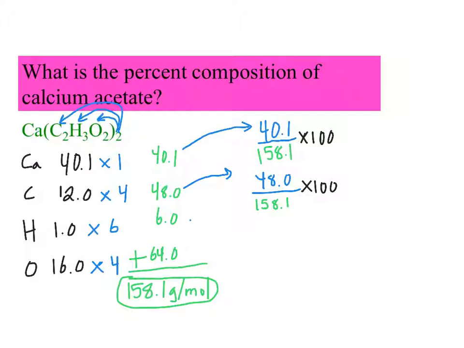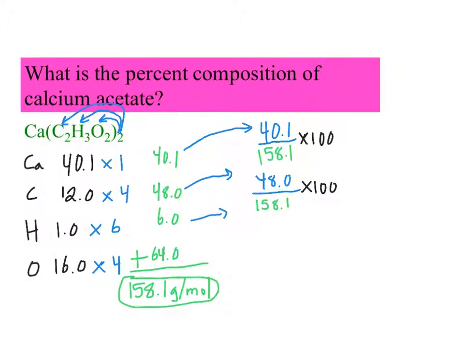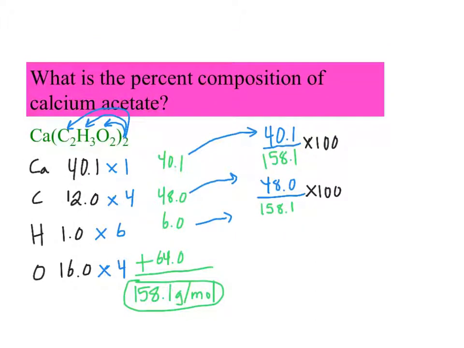For hydrogen, hydrogen represented 6 grams. I'm going to divide that by 158, multiply by 100. And last but not least, down here, oxygen made up 64 grams out of the total, divided by the total, 158.1, and multiply by 100.